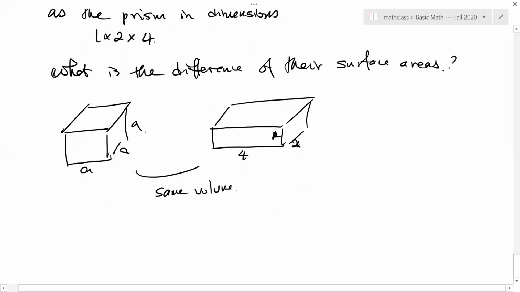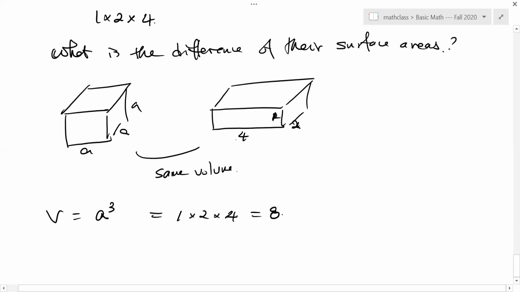So first of all, let's figure out what a is. I know the volume is going to be a cubed on the left-hand side, and the volume of the prism is 1 times 2 times 4, which is 8. So a cubed equals 8, right? So a is going to be 2.